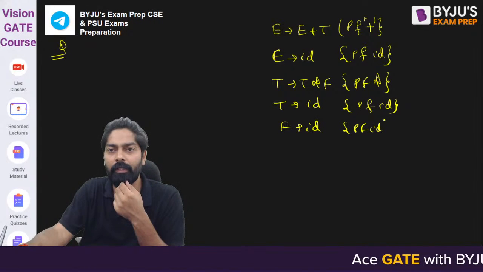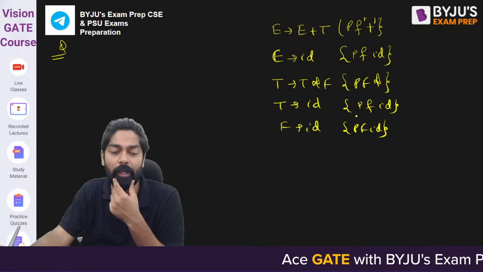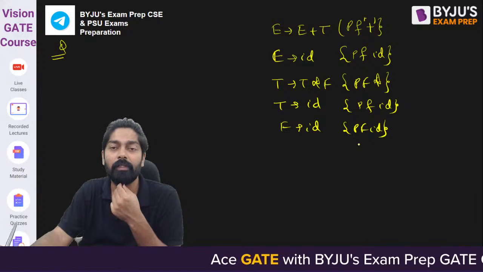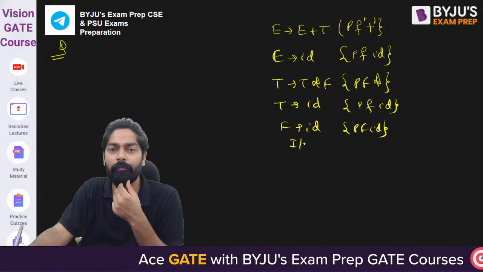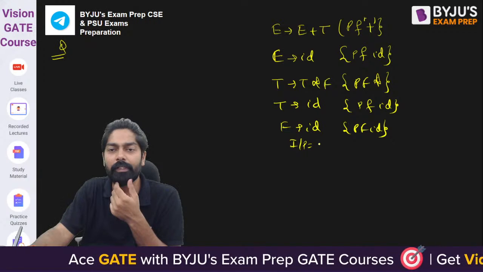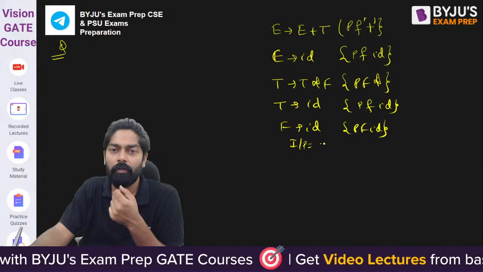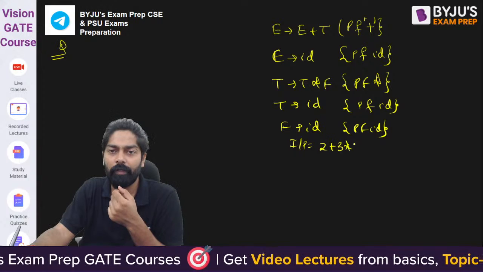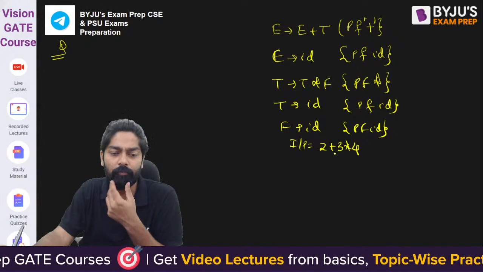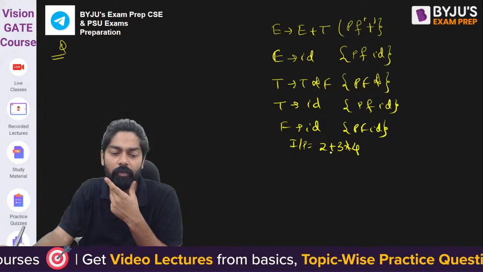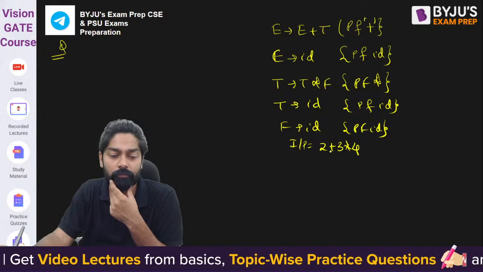Can you please tell me what is the answer for this one? For input, let me take the input. Input is nothing but, let me take anything, 2 plus 3 star 4. Fine. I think we have done such kind of question, but yeah, you can please tell me.